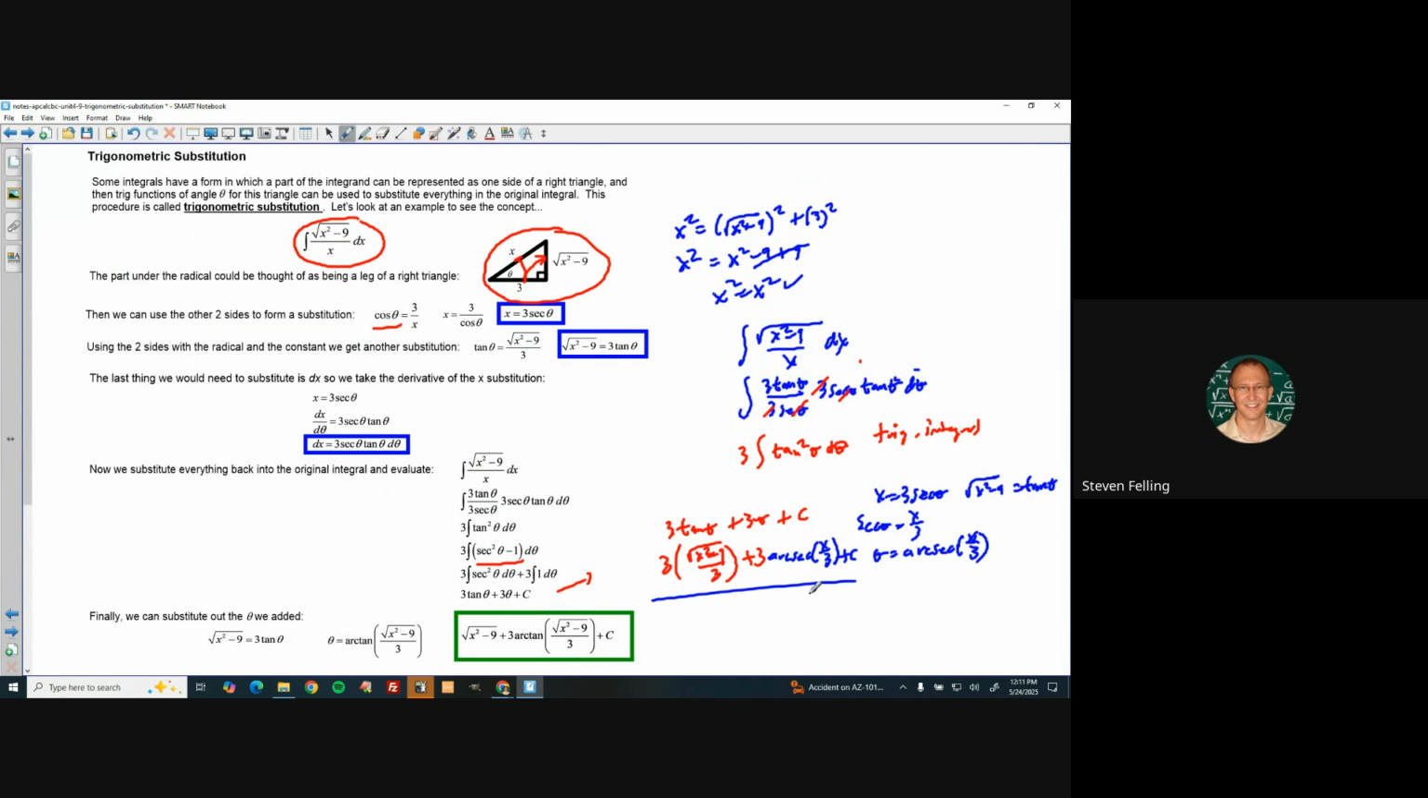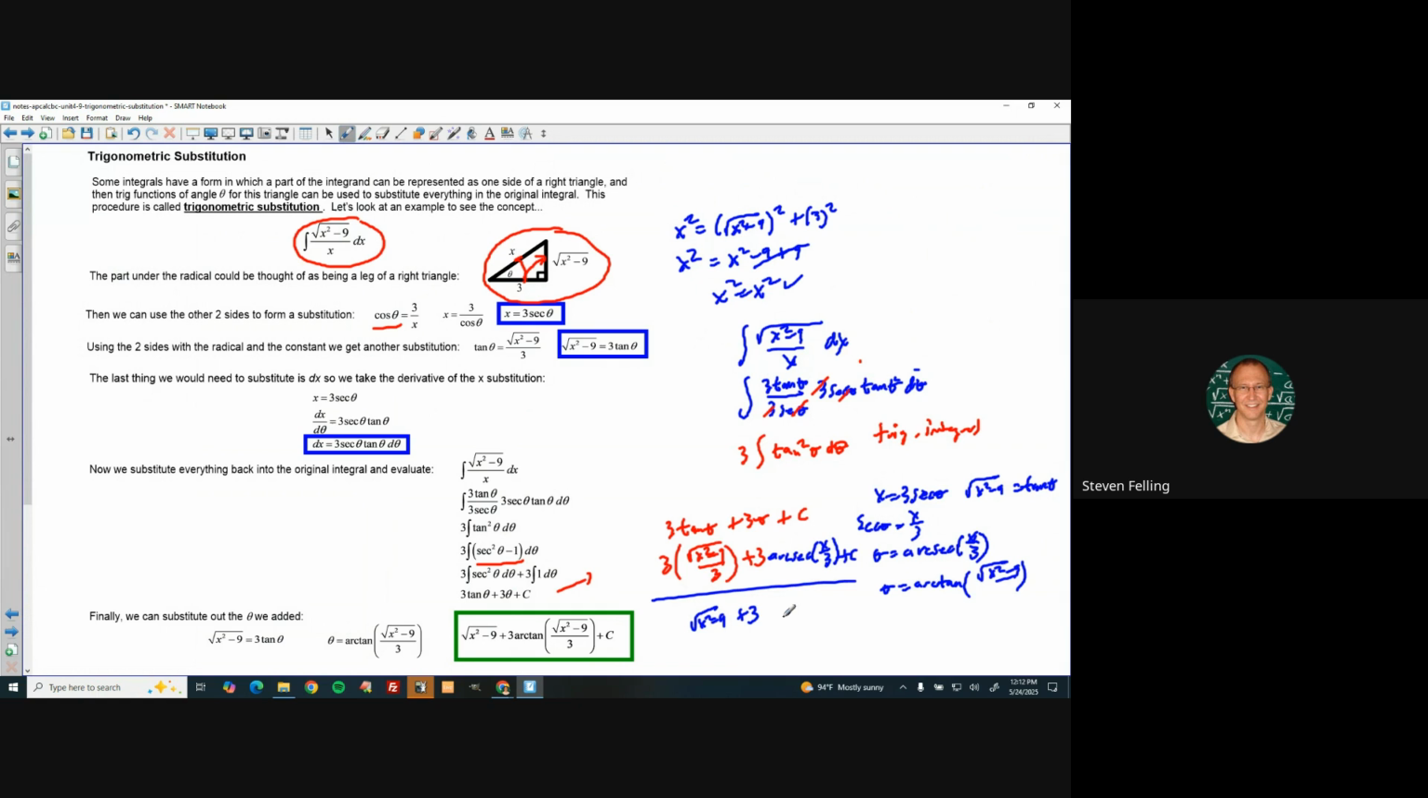That's valid. Or you could also say that the tangent is the square root of x squared minus 9 over 3. And you could solve this one for theta by saying that if the tangent is that, then if you take the inverse tangent of this, theta could also be the inverse tangent of the square root of x squared minus 9 over 3.